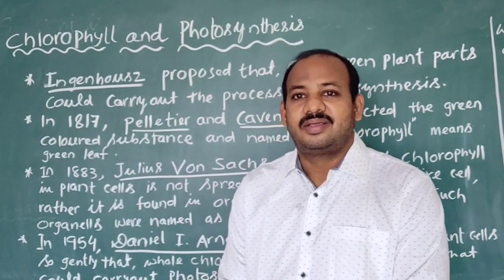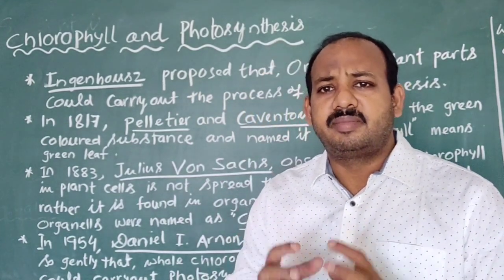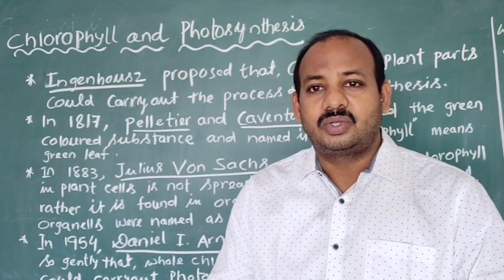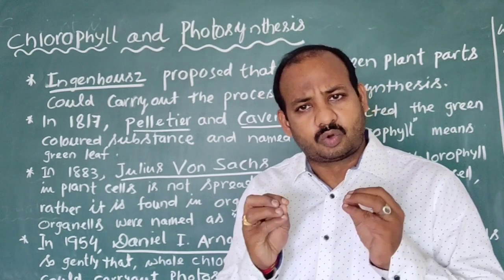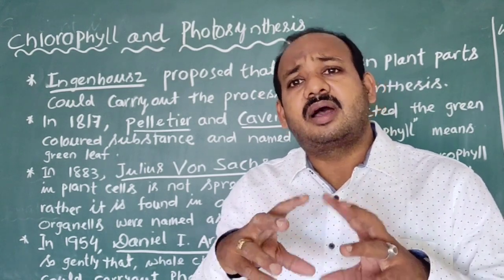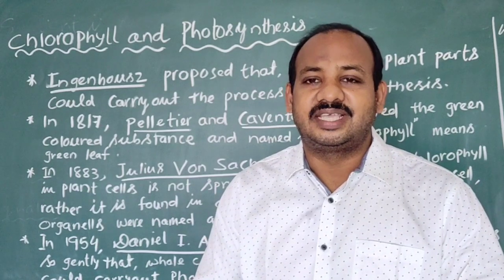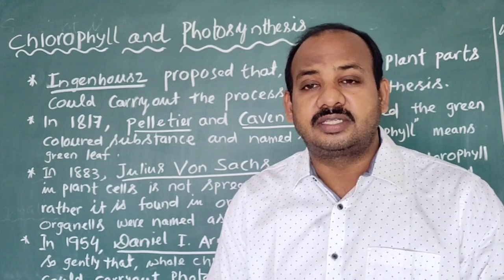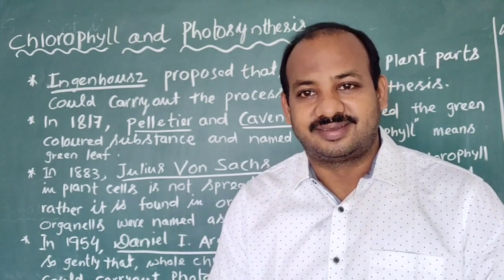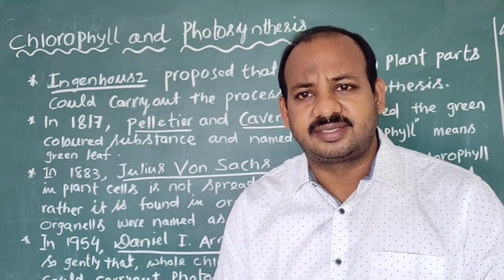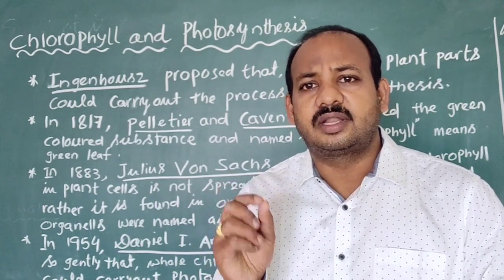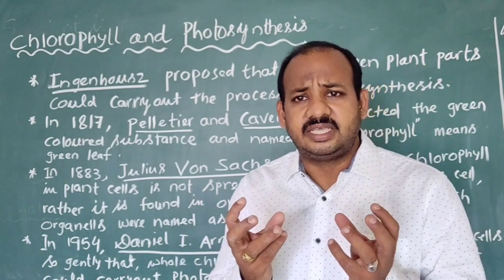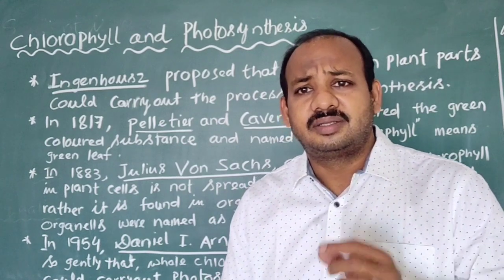So children, what you have learned is that chlorophyll pigments are present in the chloroplast. Chloroplasts contain chlorophyll and several other colored pigments too, such as xanthophylls, which are yellow in color, and carotenoids, which are orange in color, as you can see in carrot. In carrot, there is an orange color pigment called carotenoid.